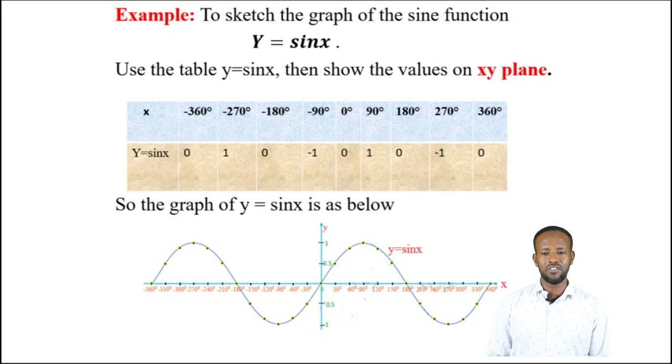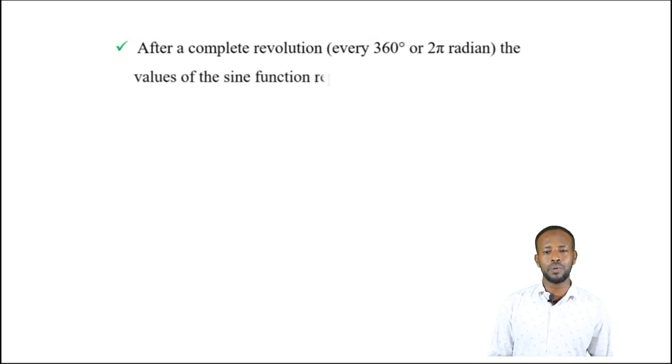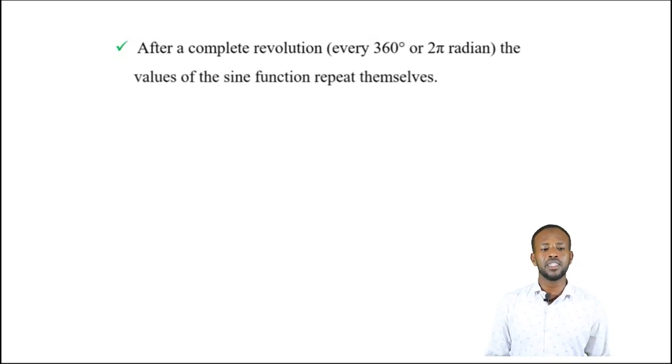What can you see from the graph now? Can you tell me the properties of this graph? Can you tell me the domain? Can you tell me the range? Is this a repeating graph? It is a pattern. These are the things that we must consider. From the graph we can understand that after a complete revolution, every 360 degrees or 2 pi radians, the values of the sine function repeat themselves. That means it has a pattern. It will repeat, it will never be beyond 1, and it will never be below -1.